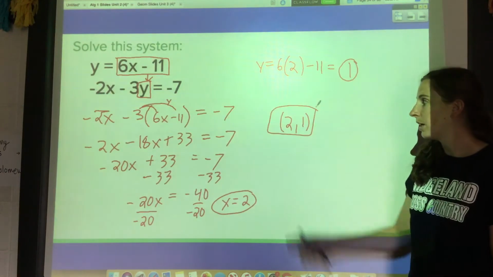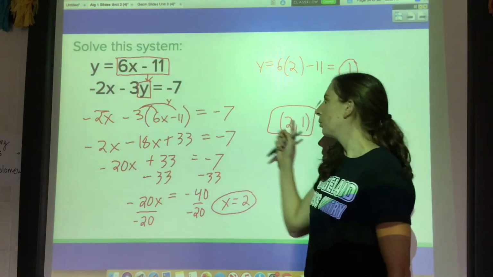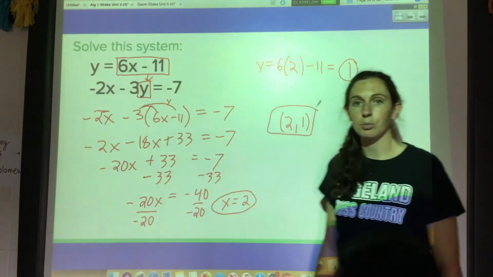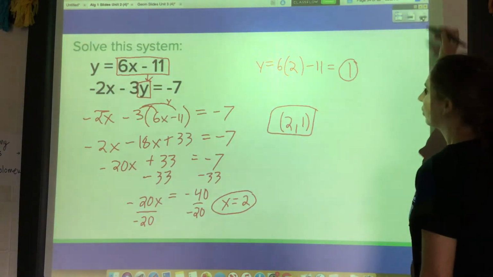Again, if I were to substitute in 2 for x and 1 for y, both of these equations should be true. Let's try another one.